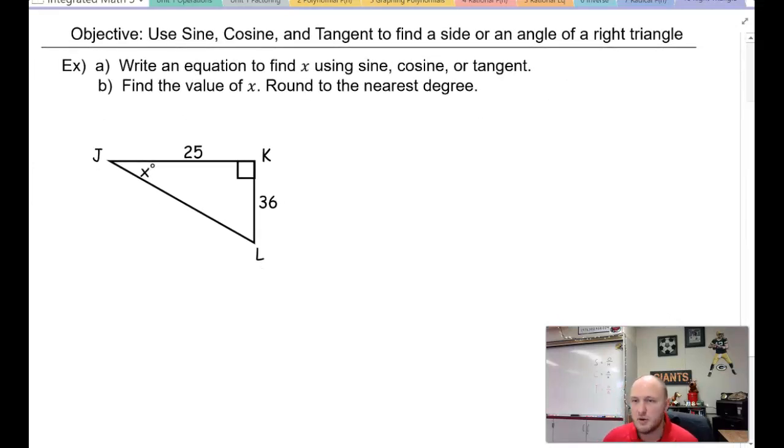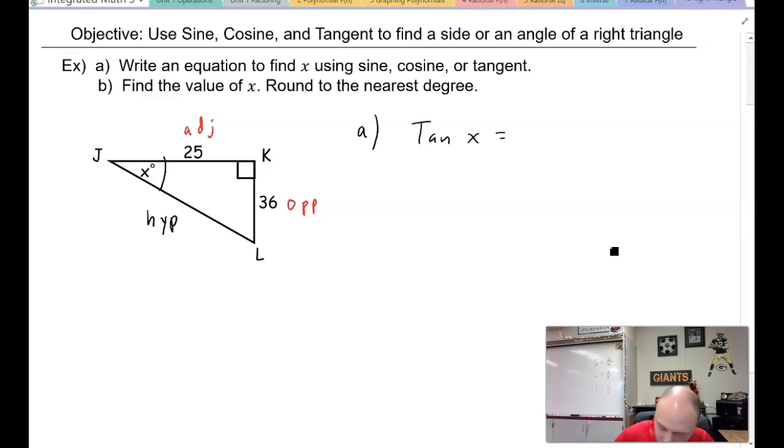All right, write an equation to find x using sine, cosine, or tangent. So A, I am given this angle. I have given information on the opposite and the adjacent side. Nothing involving the hypotenuse, no information, and I'm not trying to find it. So I'm not going to use any function involving the hypotenuse. So this is going to be opposite over adjacent, that's tangent. So tangent of x is equal to opposite, that's 36 over 25.